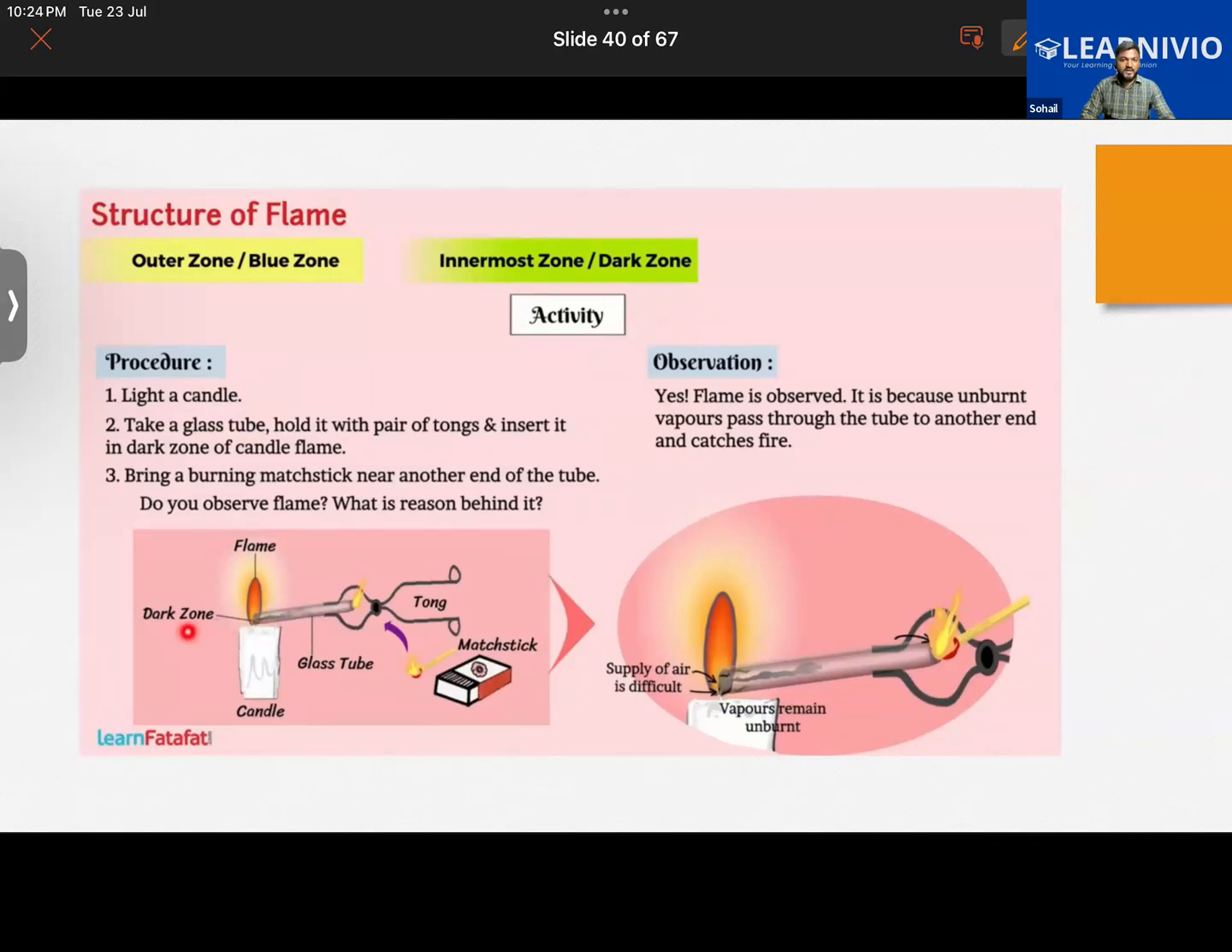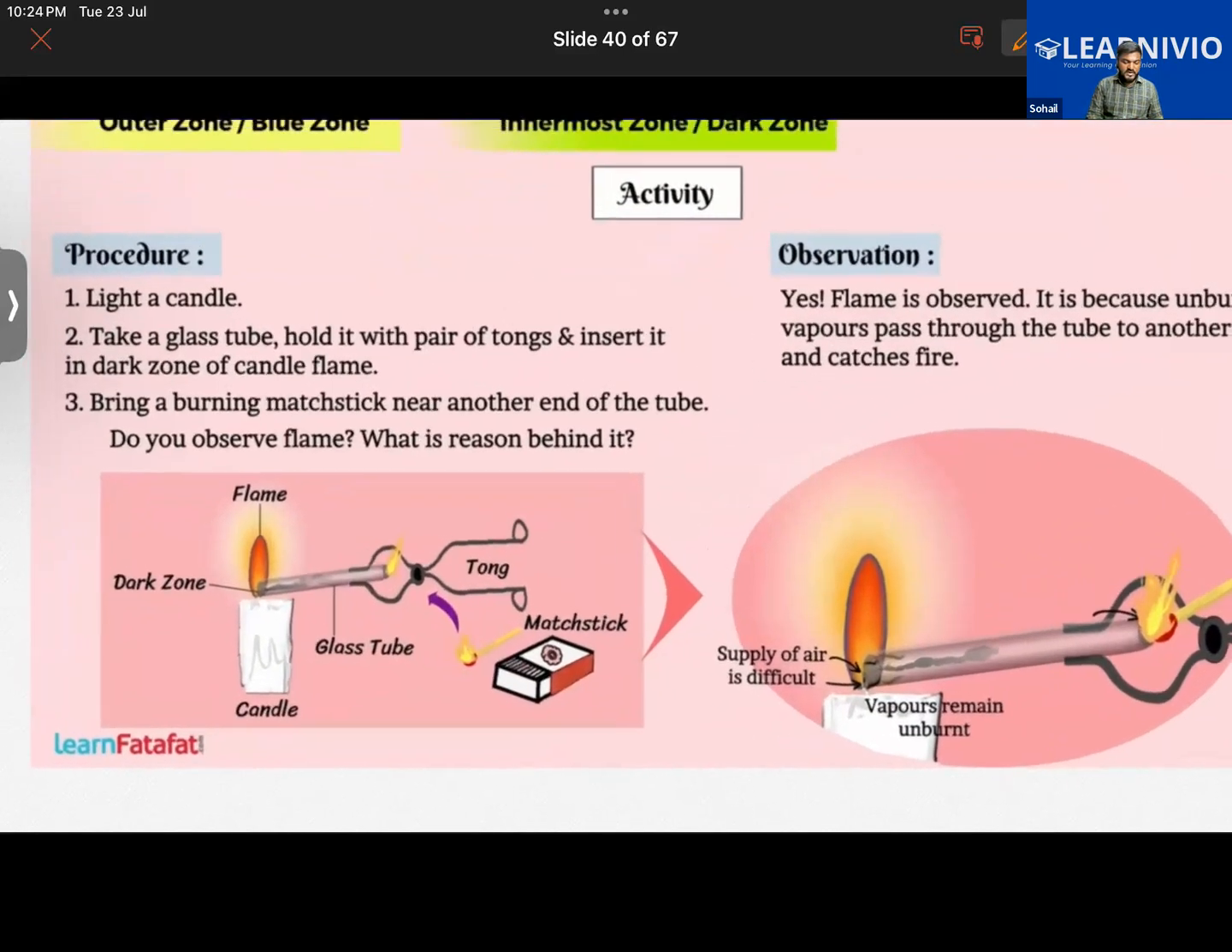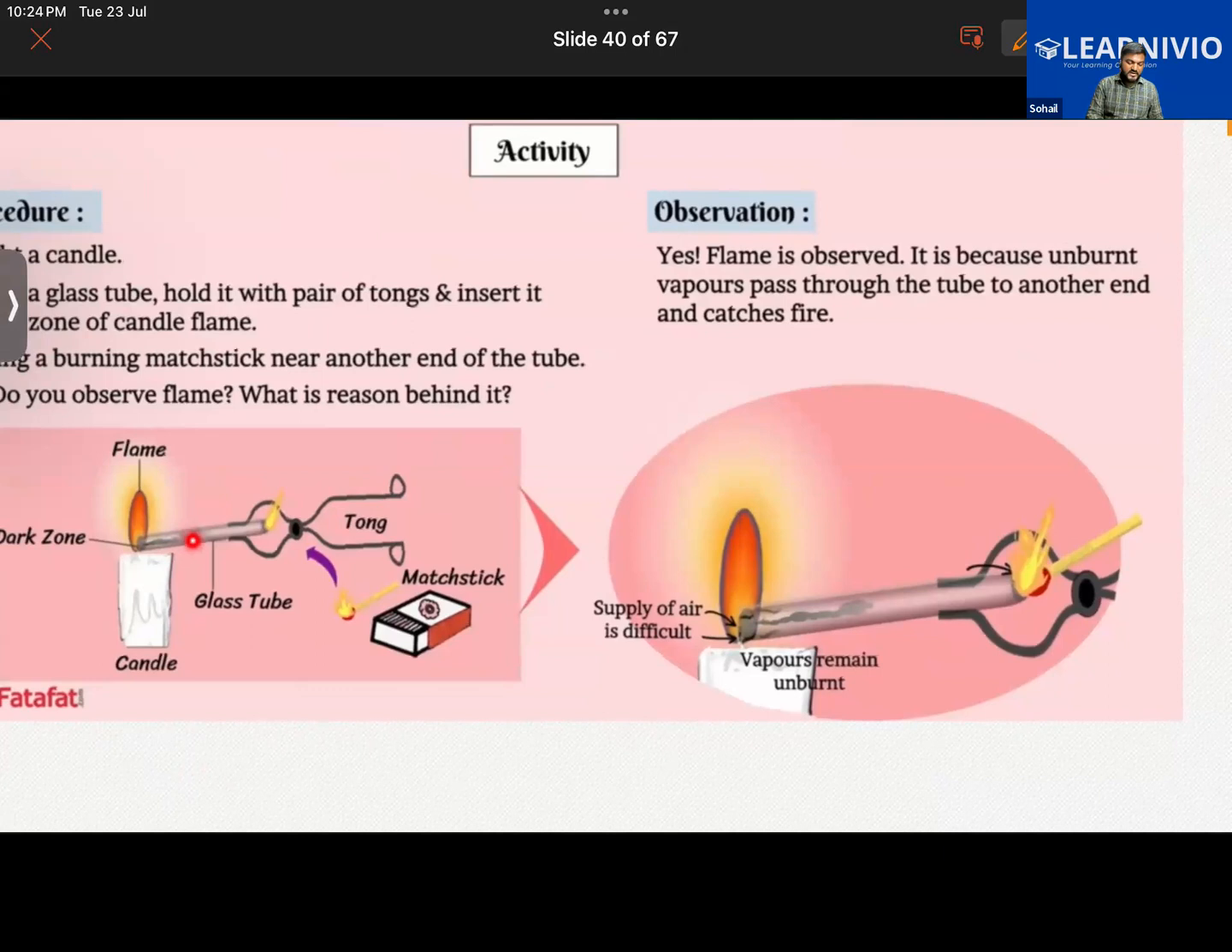Now, what is happening in the dark zone? Recall that concept. The wax vapors, have they burnt? Are they unburnt or burnt? They're unburnt. Good. So they will pass via this glass tube. The vapor that you see in this glass tube is basically unburnt wax vapors. Now you have brought a lighted matchstick.